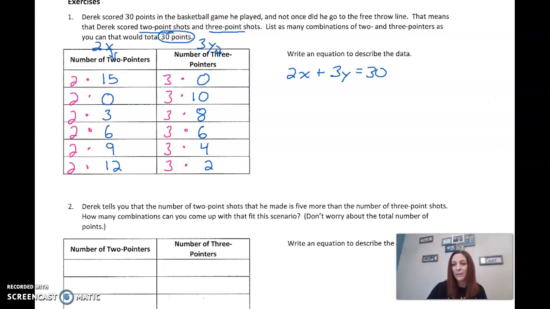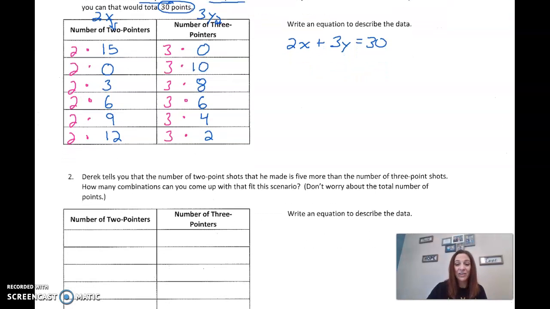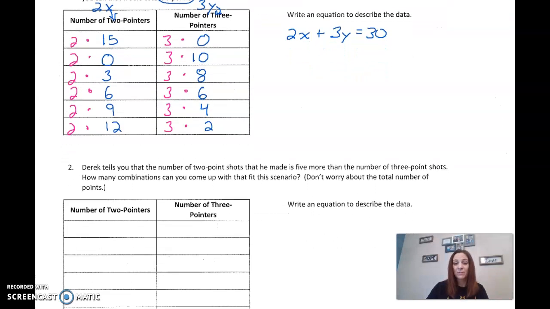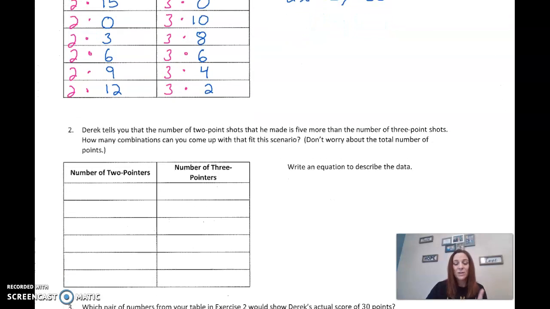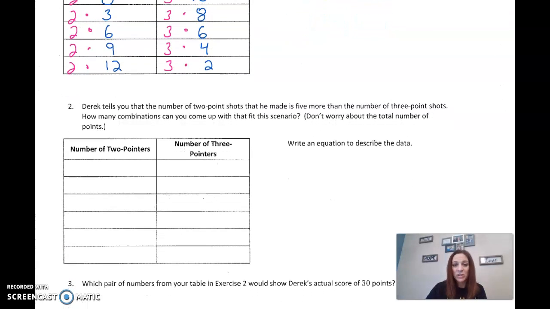Okay, so now let's look at another. We're still talking about Derek, and we're getting a little more information here. Derek tells us that the number of 2-point shots he made is 5 more than the number of 3-point shots. So how many combinations can we come up with to fit this scenario? We're not worried about the 30 points right now. We just know that he made 5 more 2-point shots than 3-point shots.